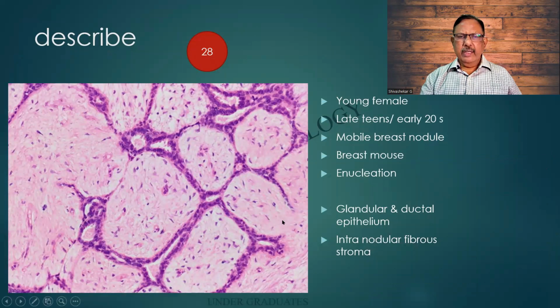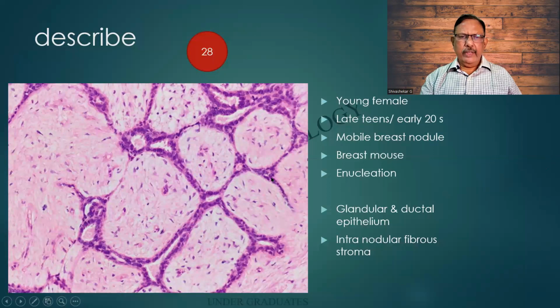Microscopically, there is a lesion. This again is a tumor. I am not able to see the normal tissue. Normally, this occurs in a young female in the late teens or early 20s. It presents as a mobile breast mass or nodule, described as a breast mouse, and it is removed by a surgical process called enucleation. All this is only for the sake of completion.